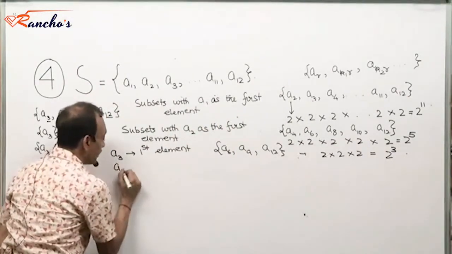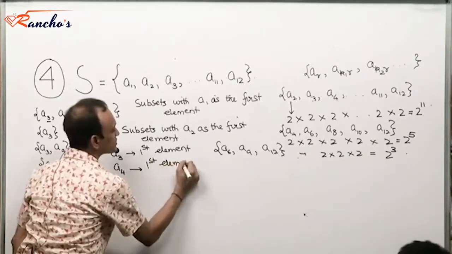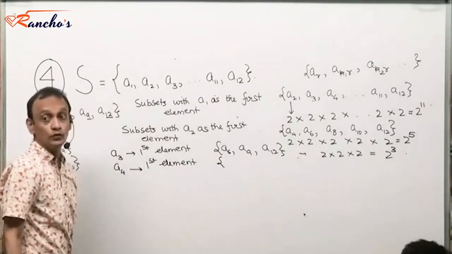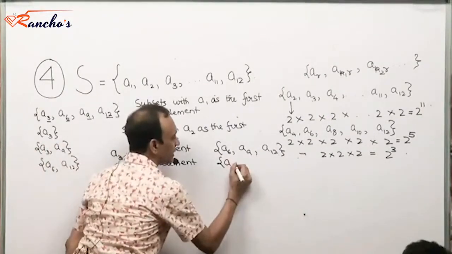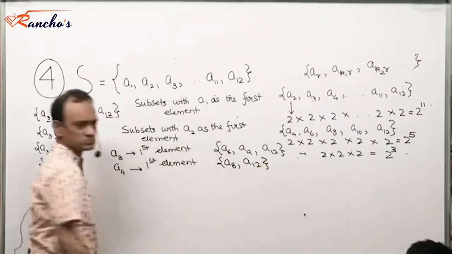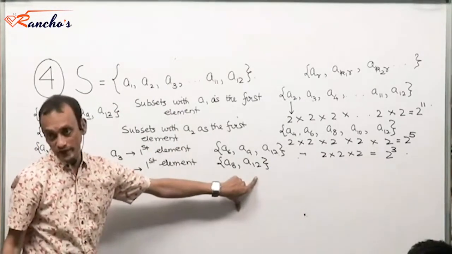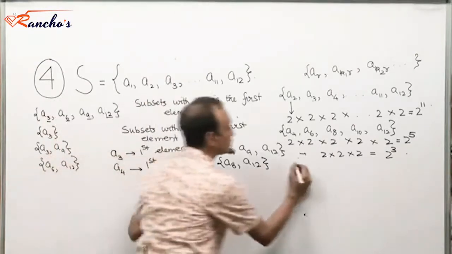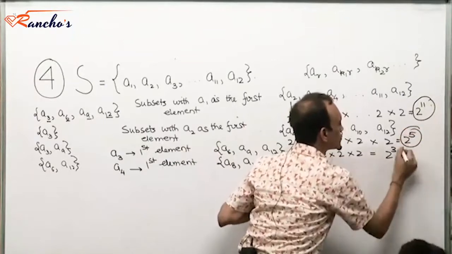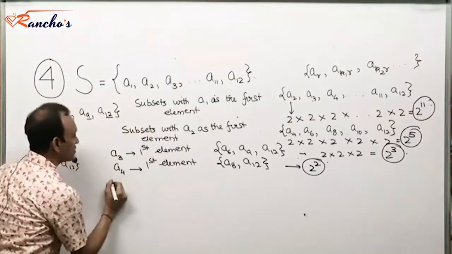With A4 as the first element, the rest of the elements would have to be sought from A8, A12. That's all, isn't it? So two ways of dealing with this and two ways of dealing with this. So this makes it 2 squared, right? This is the count. Just 2. Then A5 is the first element.